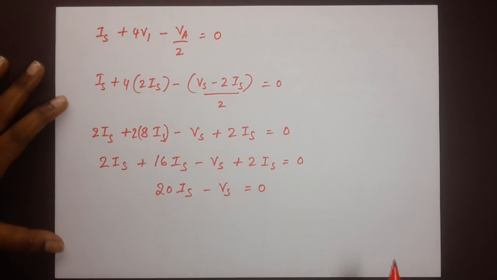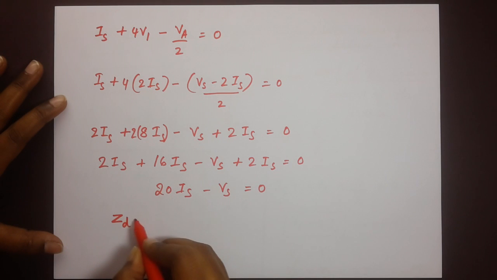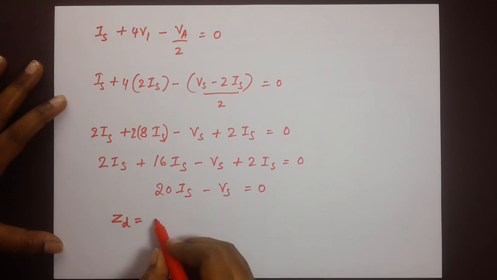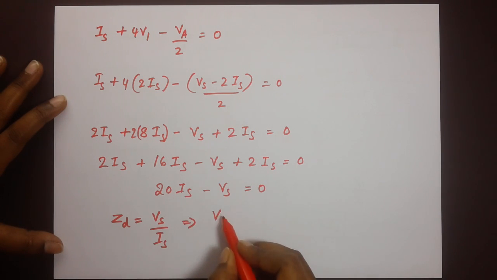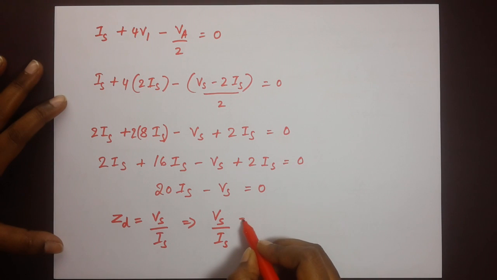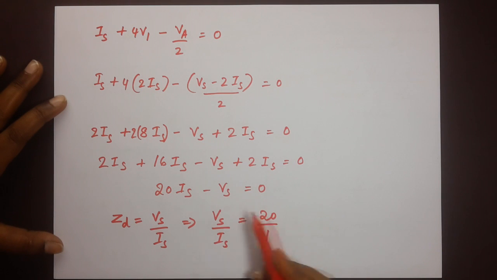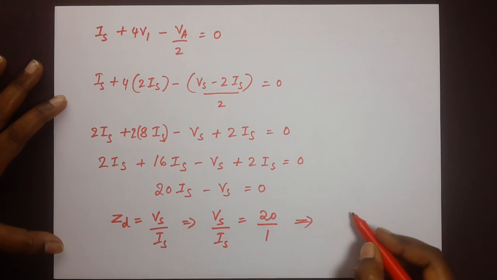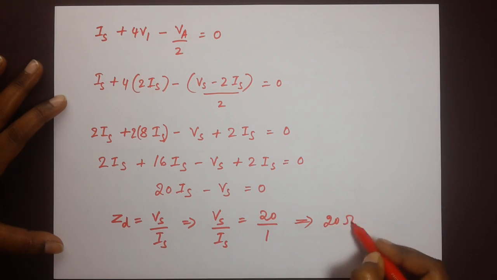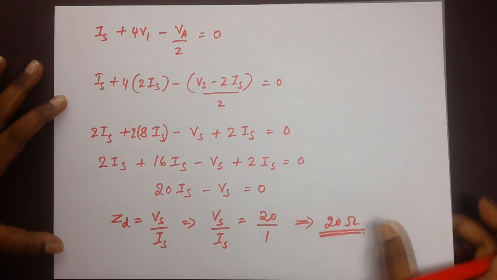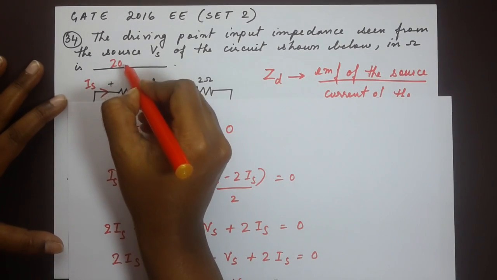Now the question asks us to find the driving point impedance Zd, and we saw that by definition Zd is Vs by Is. So using this relation, we can write Vs by Is is equal to 20 by 1. If we take this to the other side and rearrange the terms a little bit, we get Vs by Is is equal to 20 ohms. This is our final answer. It's not a multiple choice, so it's 20 ohm.